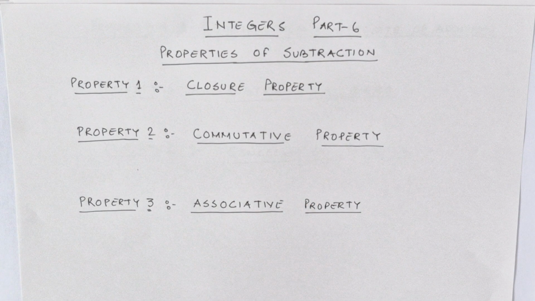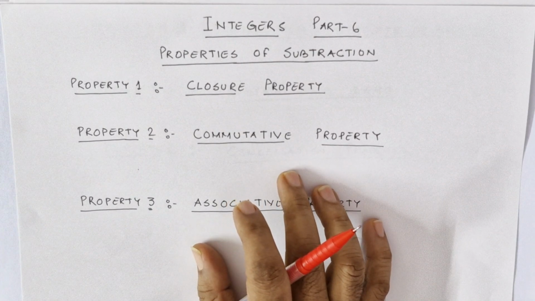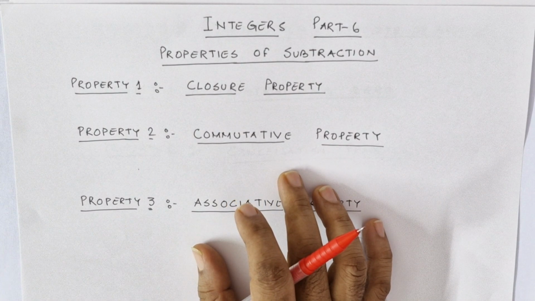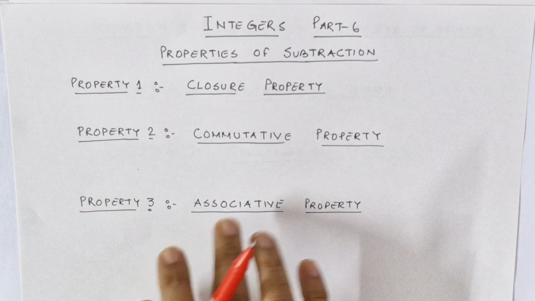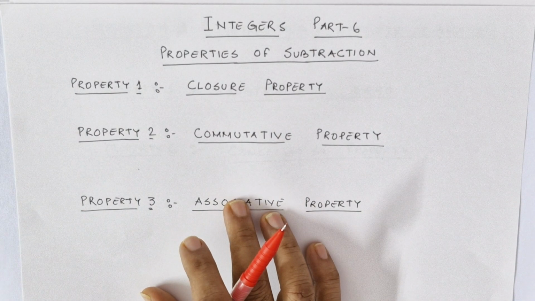So let's start. Students, remember we have learned about property. What is a property? Well, a property is a rule that always works. It helps us to rewrite and simplify expressions. Got it? There will be a few properties. Let's start with the first property, that is the closure property.